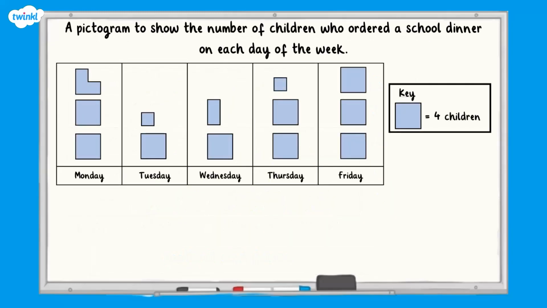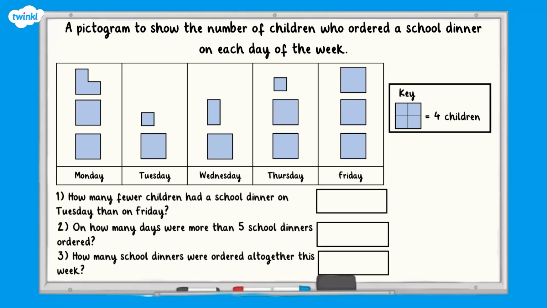Let's look at a different pictogram. This pictogram works in exactly the same way, but the symbols are in columns instead of rows. Let's look at the key first, so we are clear what each of the symbols represents. In this pictogram, one whole square represents 4 children. You might find it useful to split each of the squares into quarters like this. Pause here and see if you can find the answers to the following questions.